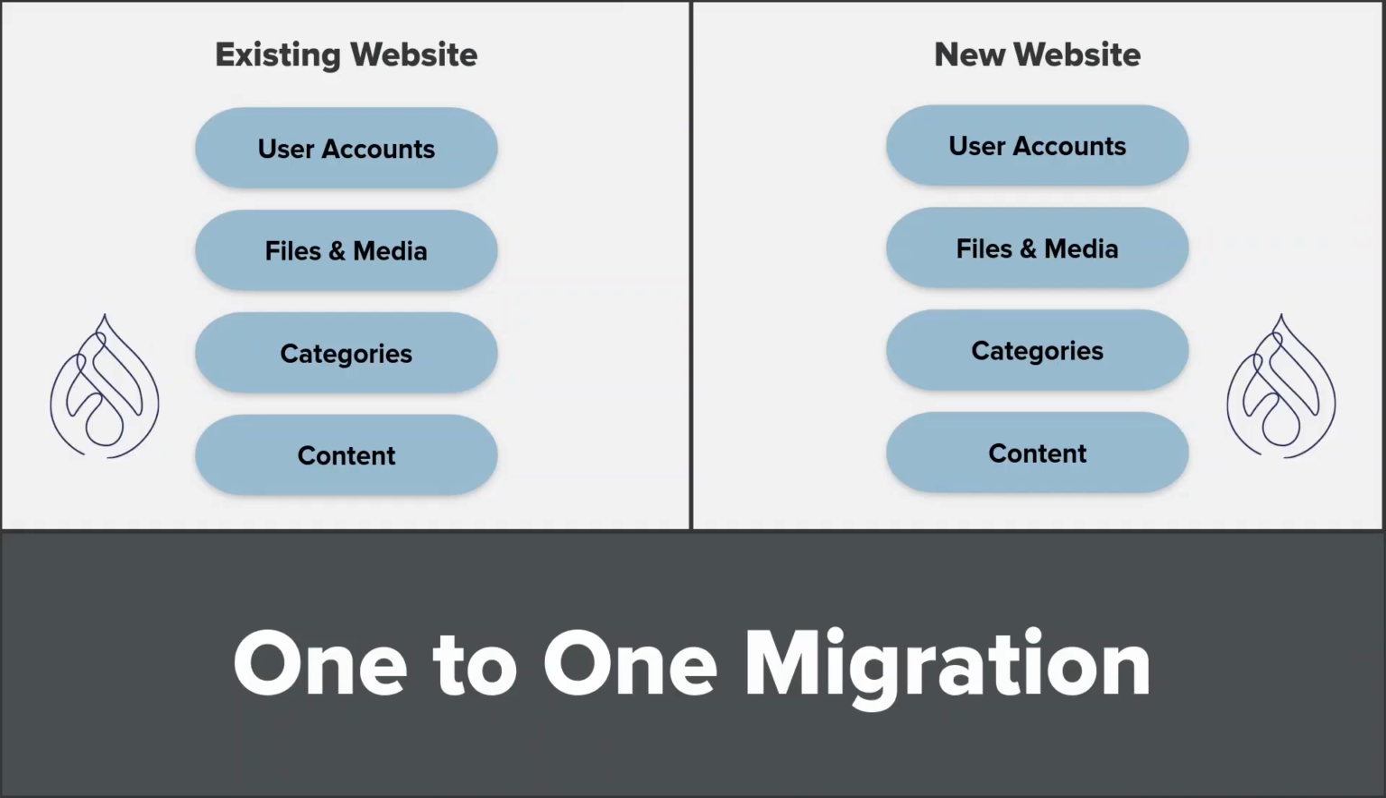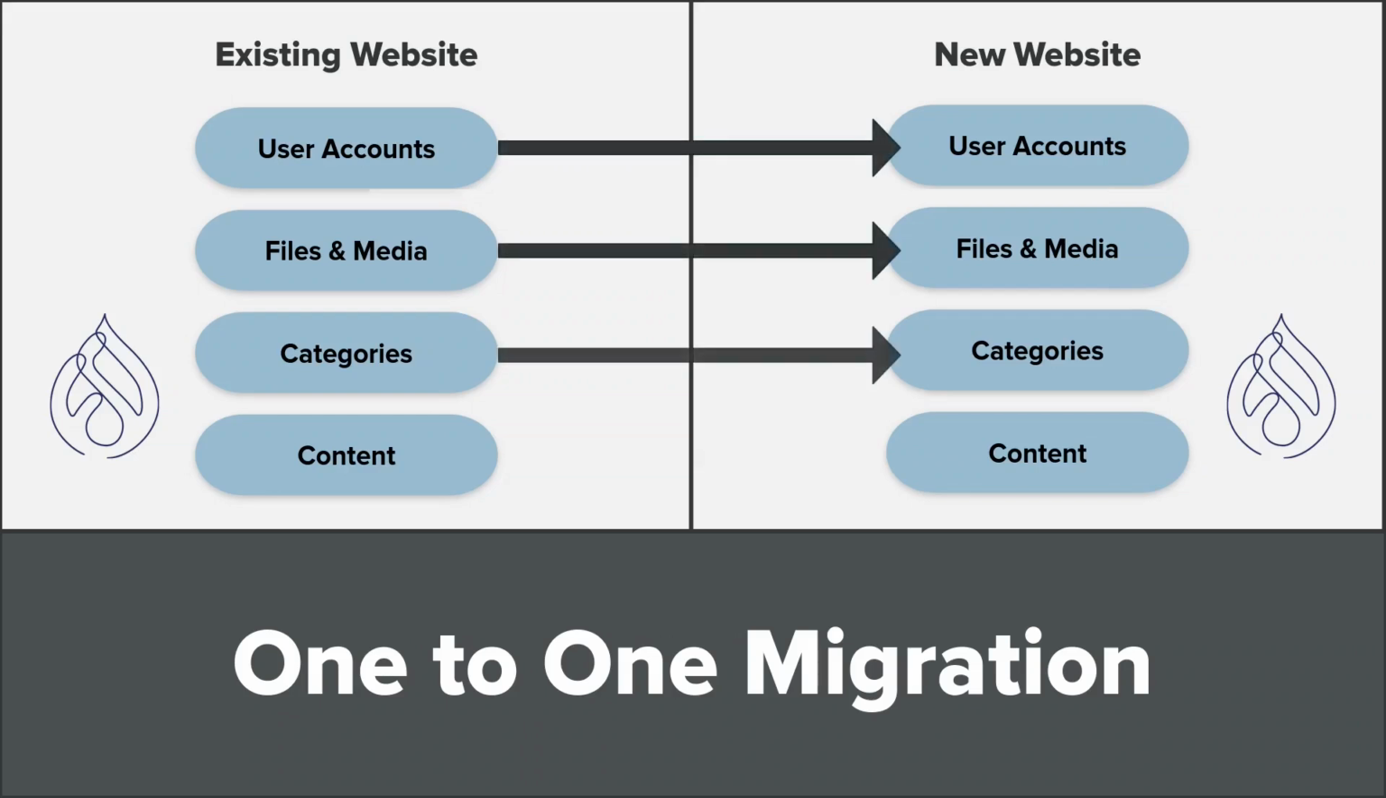So once you've gone through the content audit, the content modeling, and the mapping exercises, you'll end up with what I call a one-to-one migration. All of these entities map neatly to the new site's counterpart. User accounts map to user accounts, files and media to files and media, categories to categories, content to content, and custom entities and paragraphs, they all map.